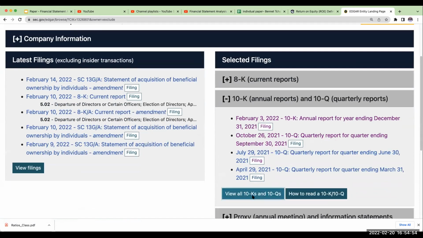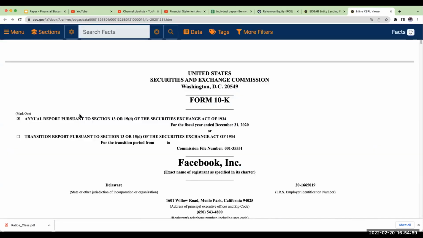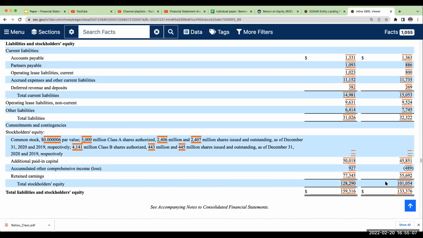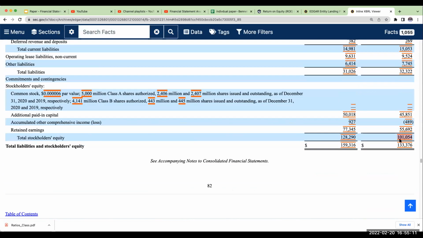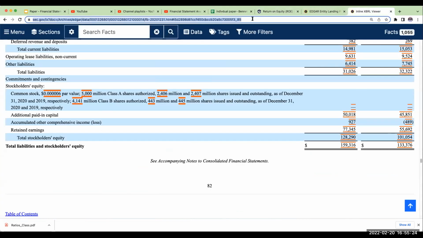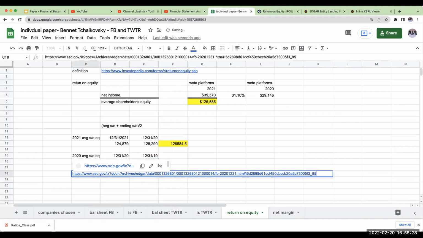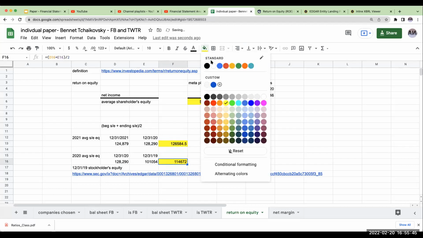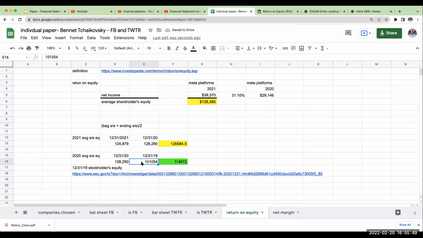So if I come over here to company filings, and look at all my 10Qs and 10Ks, I'm going to go to the prior 10K that was filed the year before. I'm going to go to item 8. And right over here, my total stockholders' equity was at 101.54. I'm going to do a little Bob Ross here. We're going to copy this just in case I need to use it later. So I'm taking 128 plus 101. I'm dividing that result by 2.